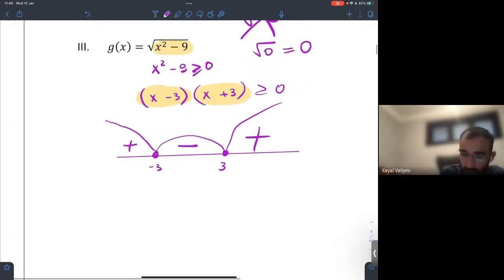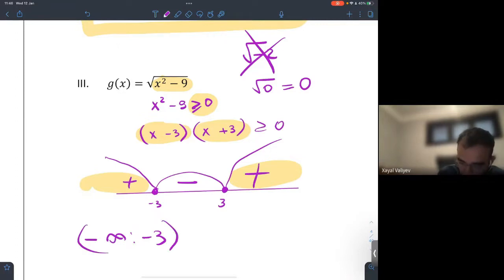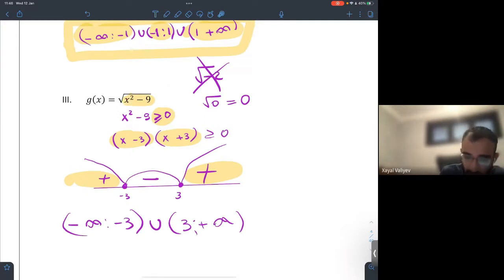So the solution that I'm looking for is where the expression is positive, like this part, this is the solution part, and this is the solution part. Basically, we take the x's from negative infinity to negative 3, union with 3 to positive infinity. All x's in this interval make x squared minus 9 greater than or equal to 0.